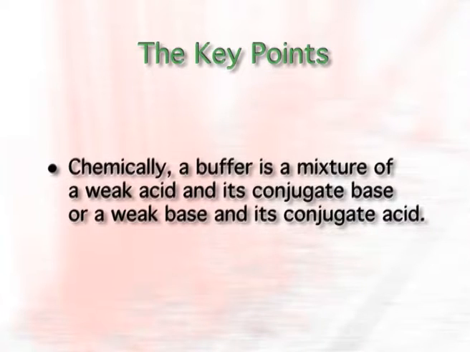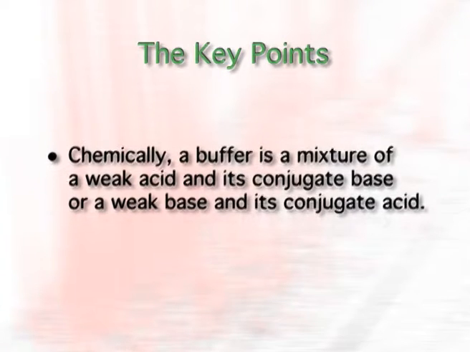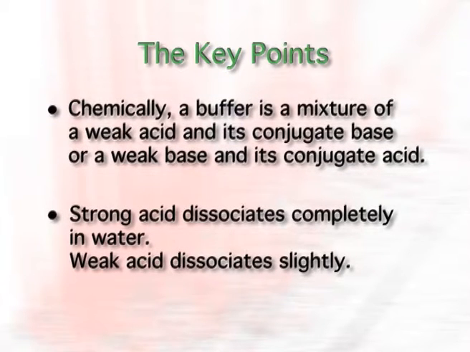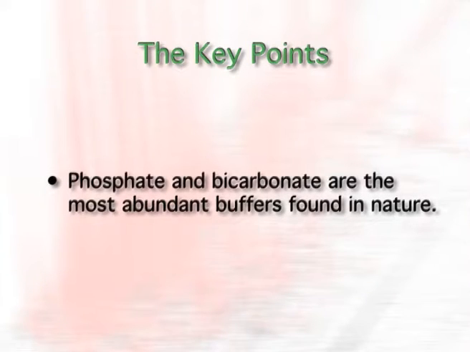Chemically, a buffer is a mixture of a weak acid and its conjugate base, or a weak base and its conjugate acid. Strong acid dissociates completely in water, whereas weak acid dissociates only slightly. Bulk of it remains as undissociated. Phosphate and bicarbonate are the most abundant buffers found in nature.